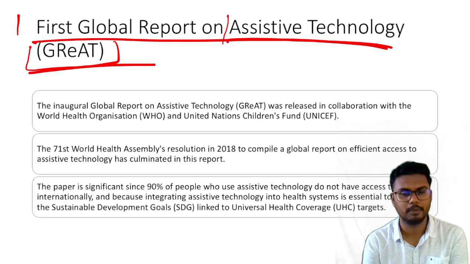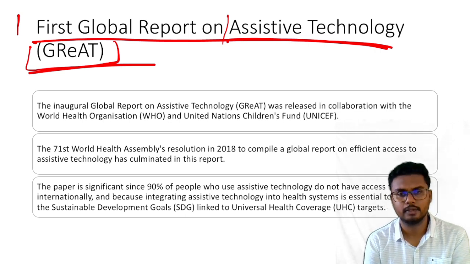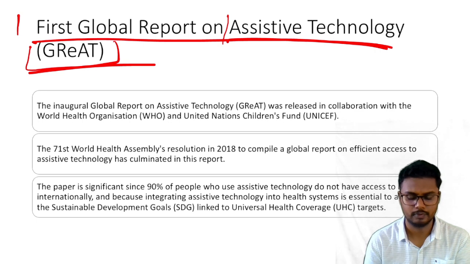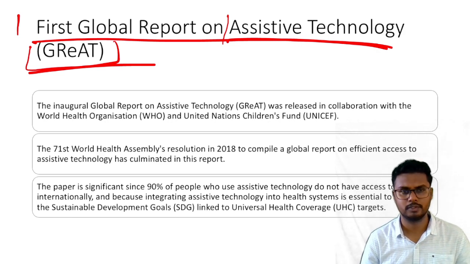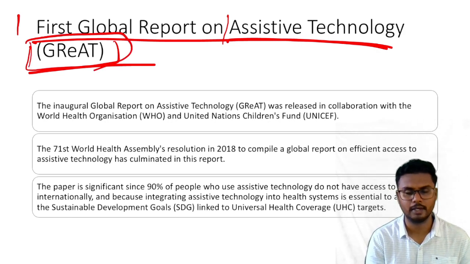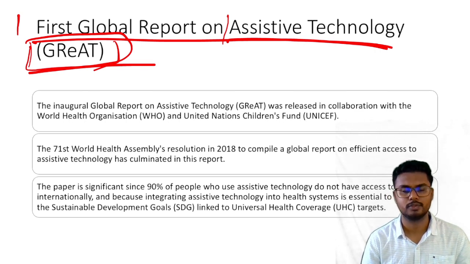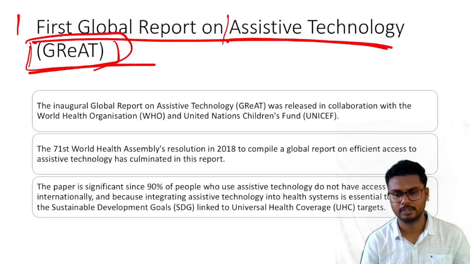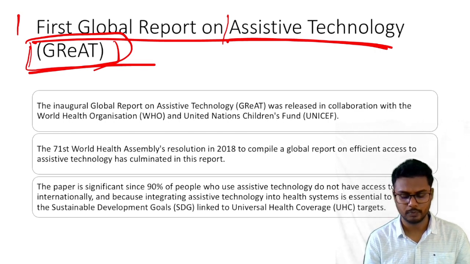The question might not be directly related to the findings of this particular report, but rather the question can be related to those institutions which are involved in the preparation of this report or who have released this report. So if the context is the first global report on assistive technology, which is in short called GREAT, then please remember this report has been released by two institutions. One is the World Health Organization and the second one is the United Nations Children's Fund, UNICEF.